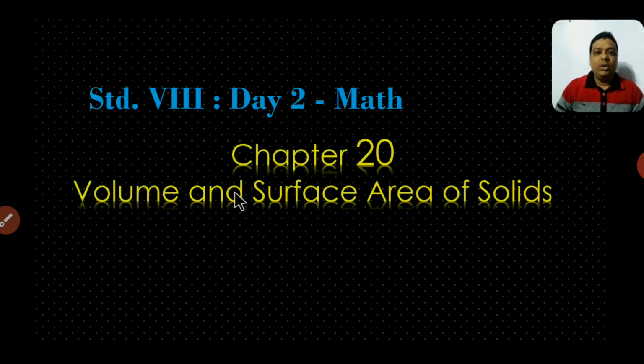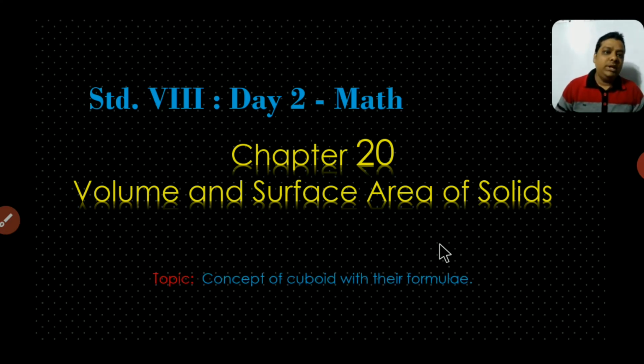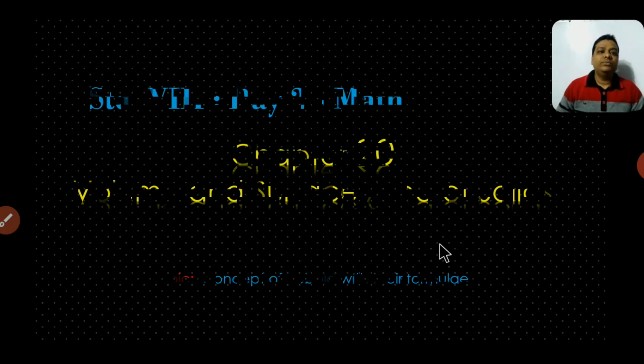Chapter 20, Volume and Surface Area of Solids. This is the first class of this chapter, but the second class of this week. Today we will discuss the introduction, that is, the concept of the cuboid. At first we will discuss the formulas. So let's start the class now.